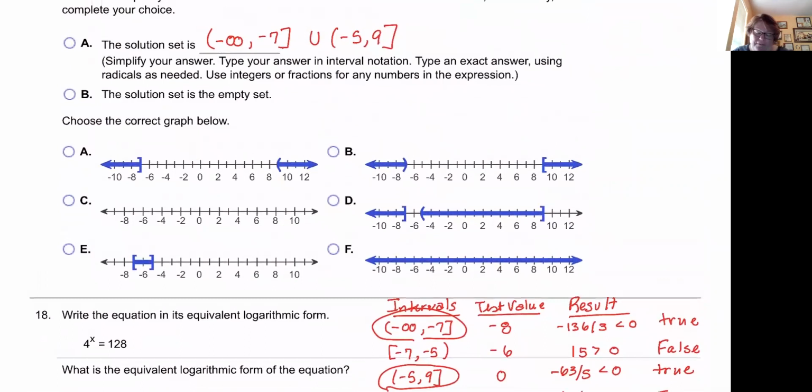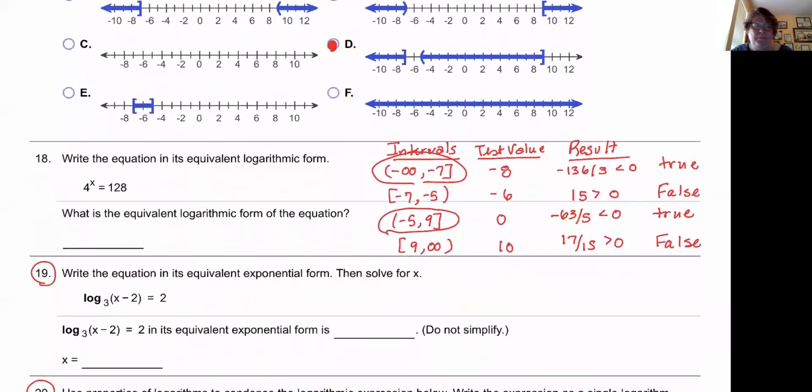All right, so which graph is that? Well, it's not A, because I have a union between a set that's infinite and a set between two numbers. It's not B, it's not C. D? D looks correct to me. Can't be E, and it's not the set of all real numbers. So it looks to be D to me.